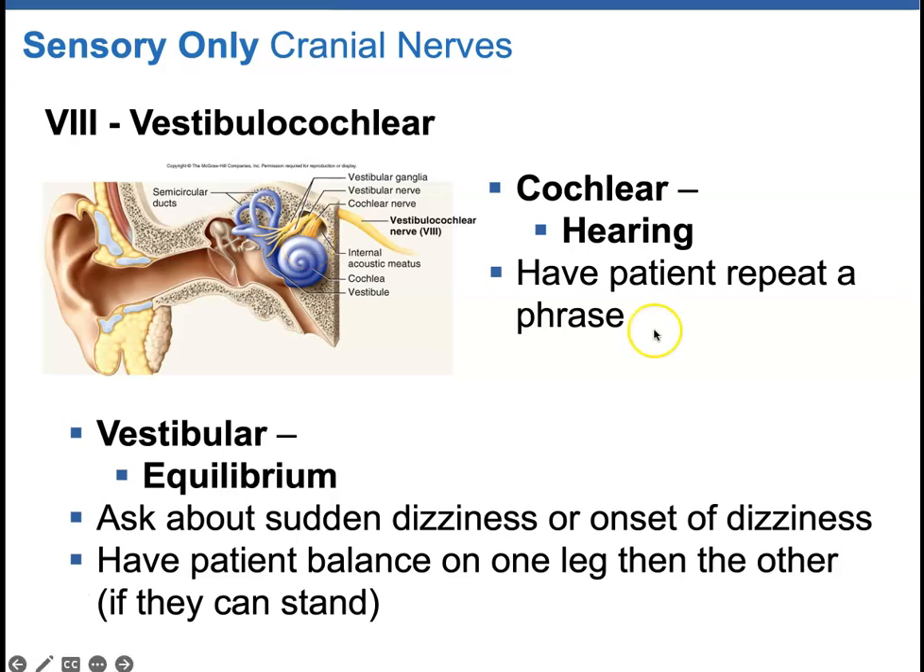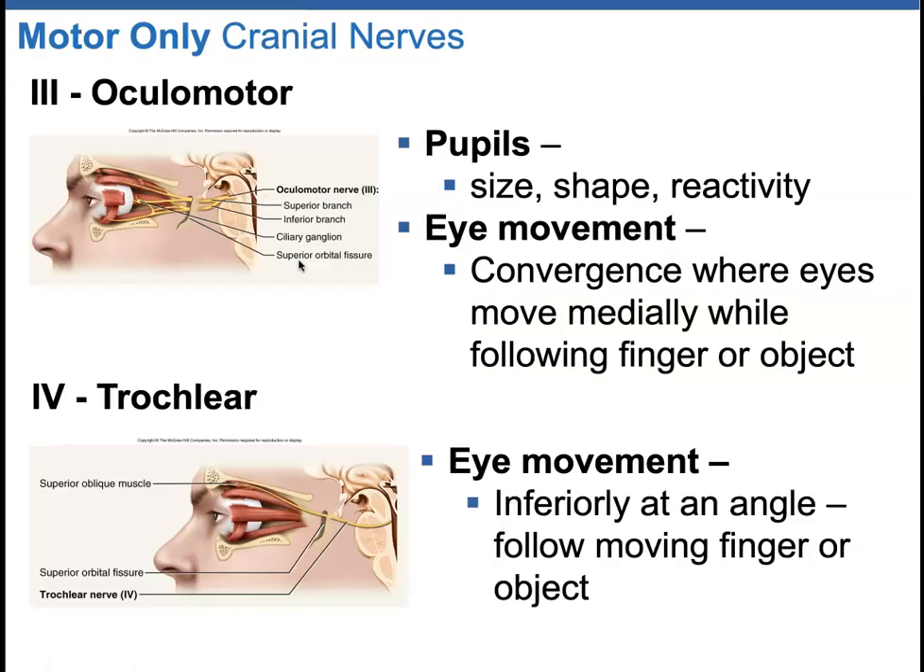The way that you can test these is you can have a patient repeat a phrase that you say, right, for the hearing. How do they sound? Are they able to say the words? And do the words come out right? And then with equilibrium, if the patient is able to stand, you can have them stand on one leg, or you can ask them if they feel dizzy. So that is what the vestibulocochlear nerve does. Then we have motor-only cranial nerves.